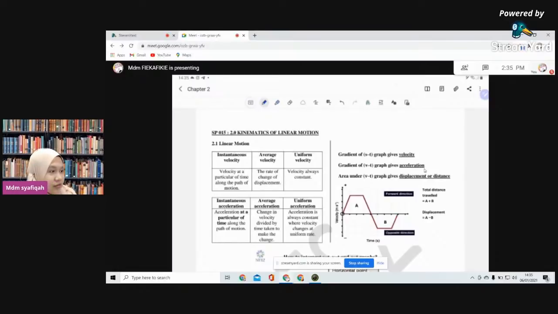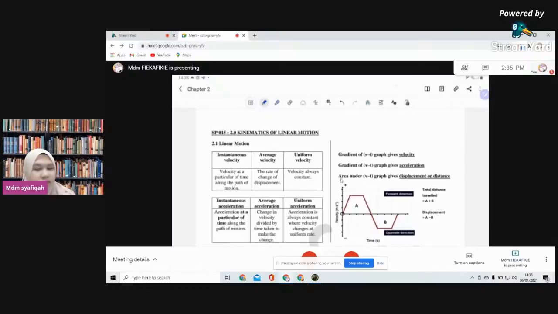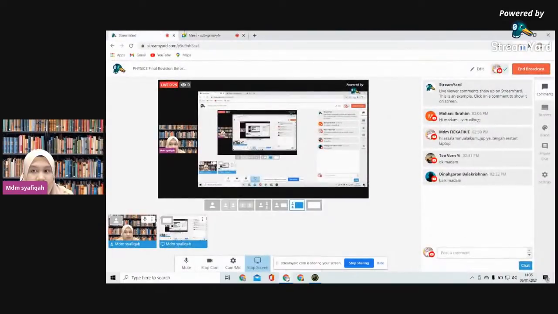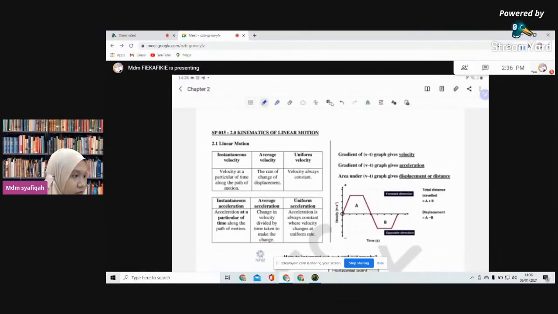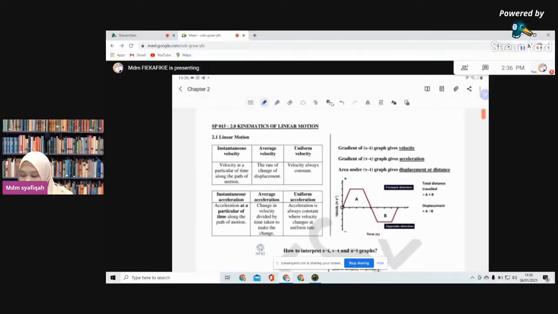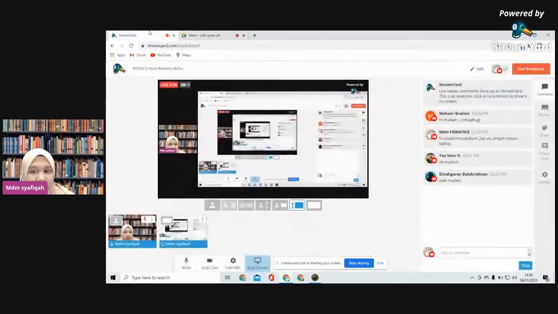Okay, dengar tak? Dengar tak? Okay, so sekejap. Okay, cuba awak tengok, nampak tak skrin? Okay, boleh tolong respon tak? Skrin tu nampak tak? Sebab saya guna tablet ni. Nampak tak skrin?